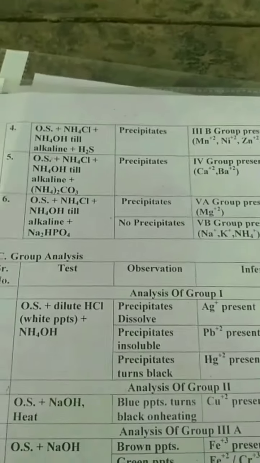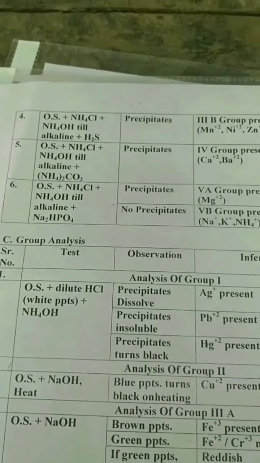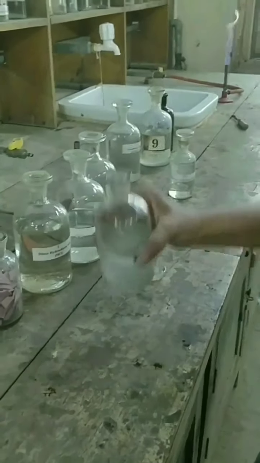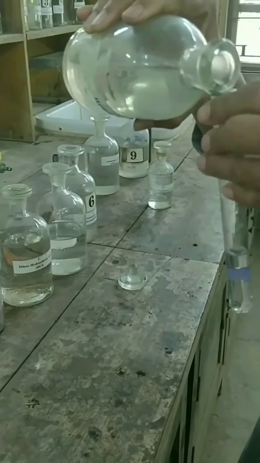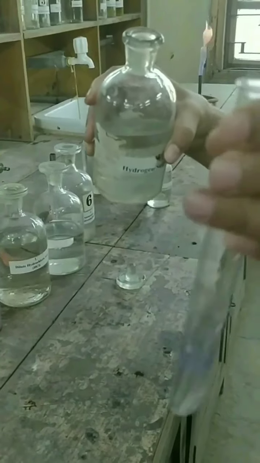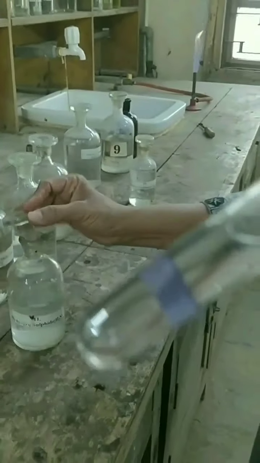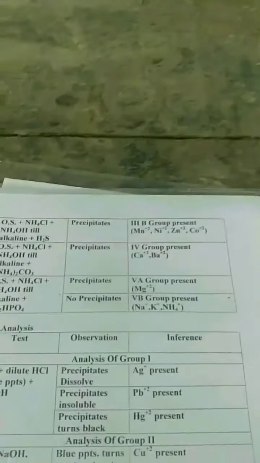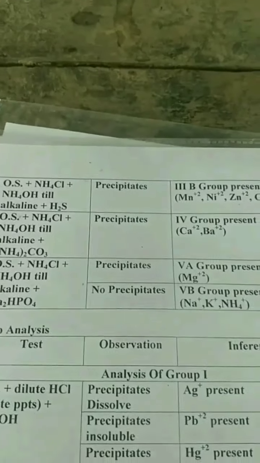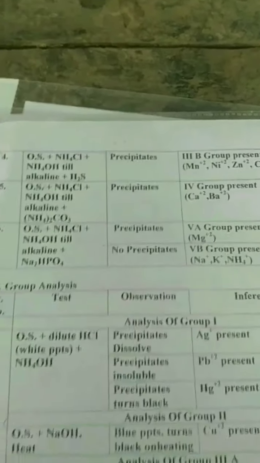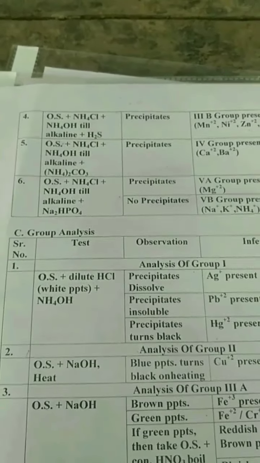Then we will proceed to test number 4, that is for group third B. Into the same test tube you will add H2S water. Here also you can see no precipitates. So in the observation you will write no precipitates, and in the inference you will write group third B is absent.